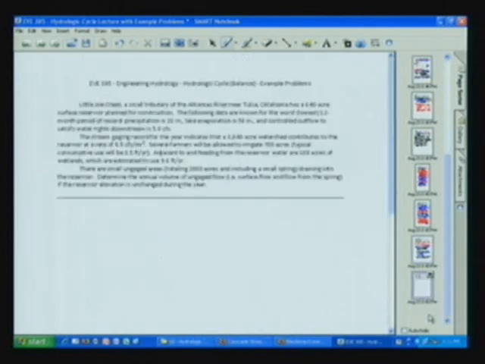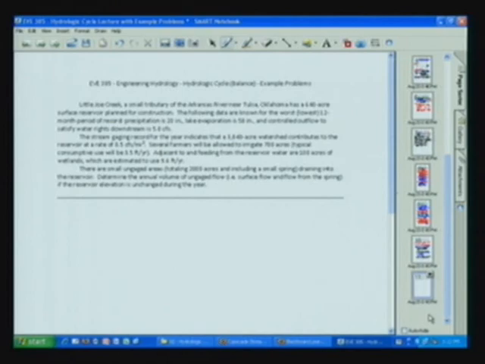And our final problem here, the Little Joe Creek problem, okay? So we've got a lot of data in here, lots of unit conversions, okay? So we've got Little Joe Creek. Why don't you hit pause and read this, and I'm just going to get right into working the problem.